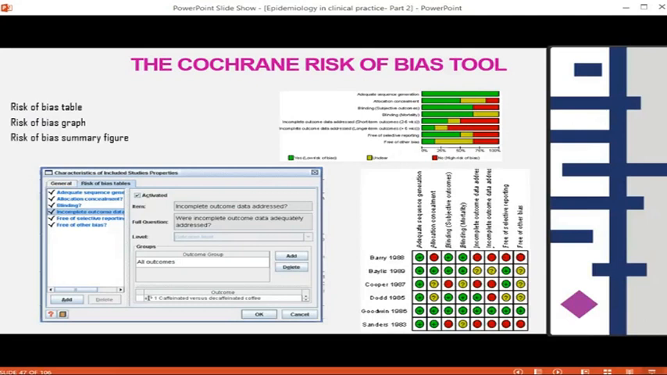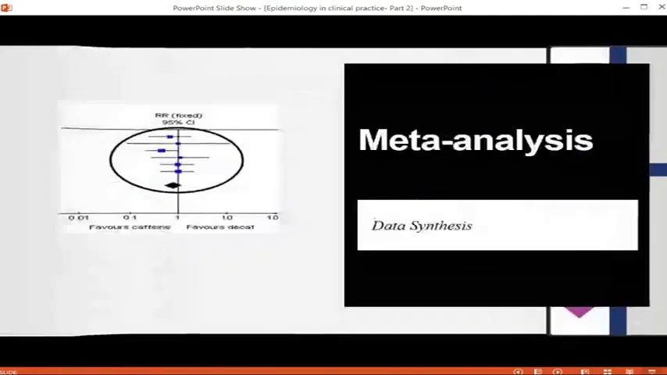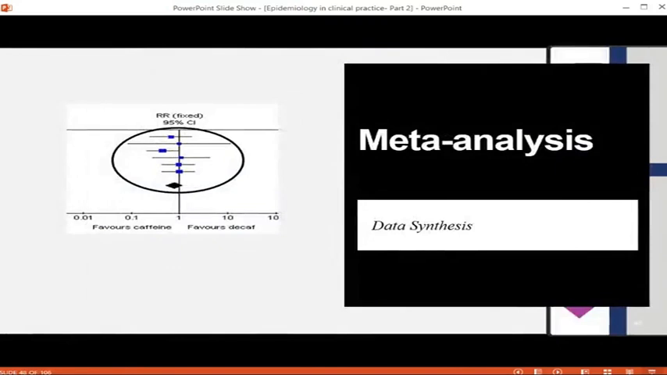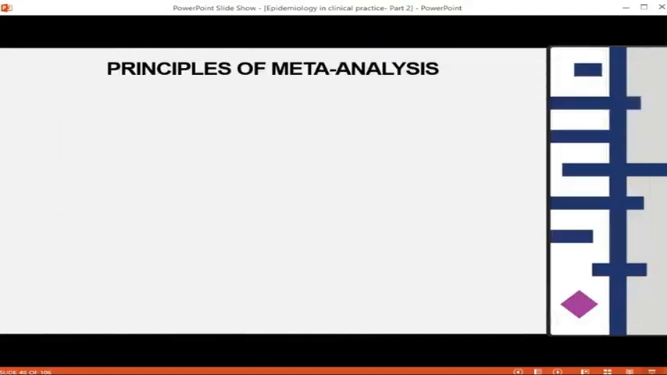All of these help you when you're looking at how confident you are in the results of these trials. Now coming to this whole concept of meta-analysis per se. It may seem very complicated, but it's not that complicated. It's how you synthesize the data. There are certain principles in meta-analysis.